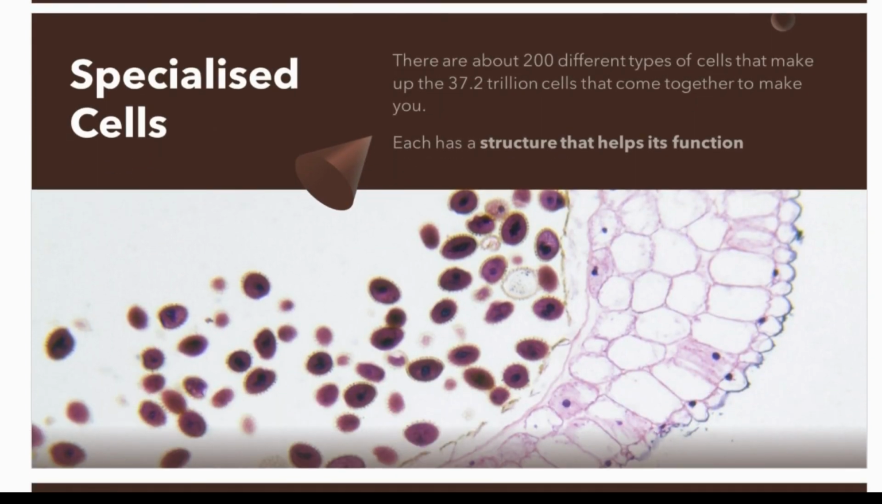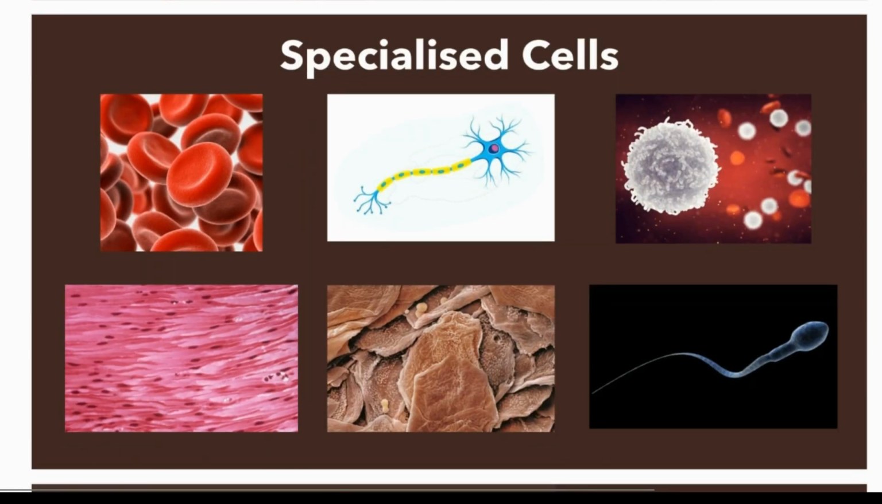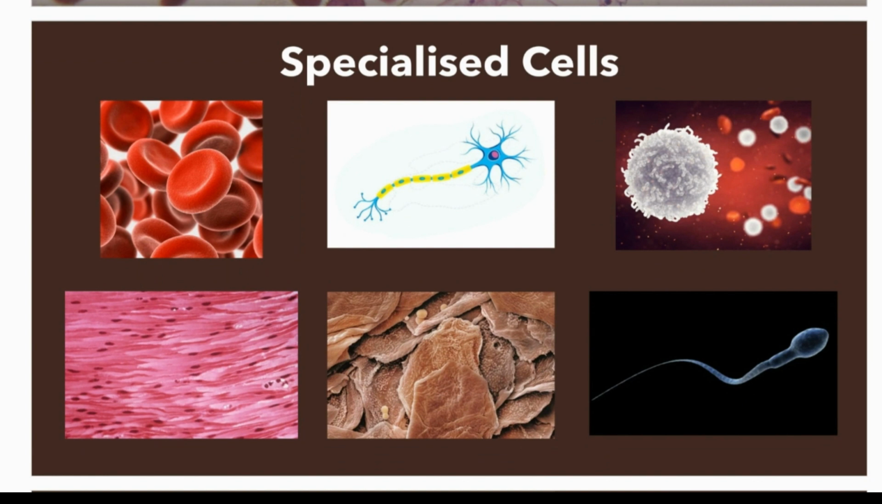So, of course, within our body, there are 200 different types of cells that make up the 37.2 trillion cells that come together to make you. Each structure helps the cell with its function within the body. And we're going to go through a few of these examples and how, in fact, that structure helps its function. Here I've got a few examples of our different types of cells in the body.